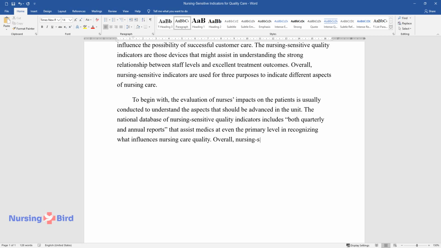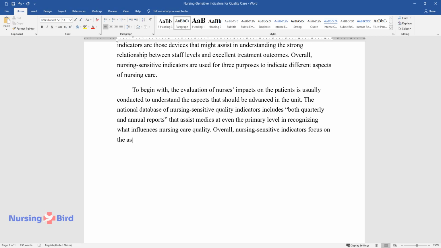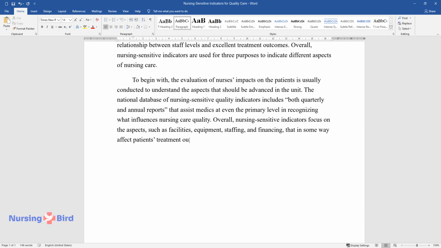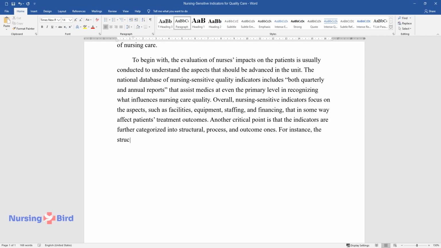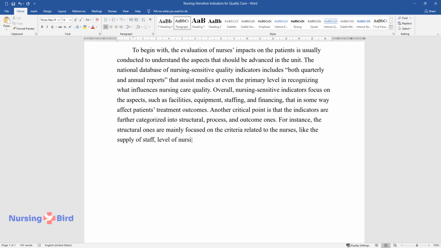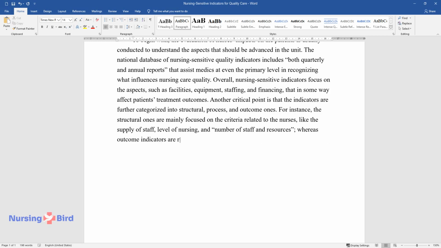Overall, nursing-sensitive indicators focus on the aspects, such as facilities, equipment, staffing, and financing, that in some way affect patients' treatment outcomes. Another critical point is that the indicators are further categorized into structural, process, and outcome ones. For instance, the structural ones are mainly focused on the criteria related to the nurses, like the supply of staff, level of nursing, and number of staff and resources, whereas outcome indicators are related to the patients.